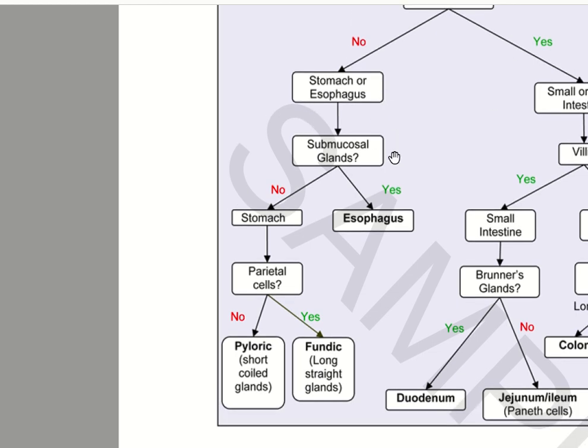Okay, do you see some mucosal glands? Do you see Brunner's glands? Do you see crypts? Things like that. Crypts are those folds. They kind of look like gastric pits a little bit, but those folds in the large intestine.